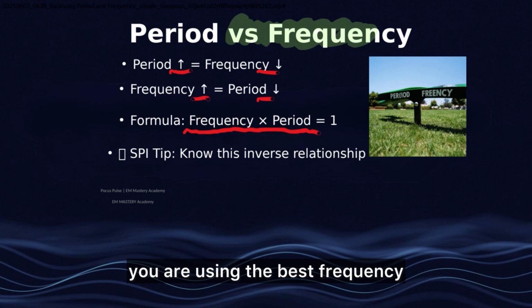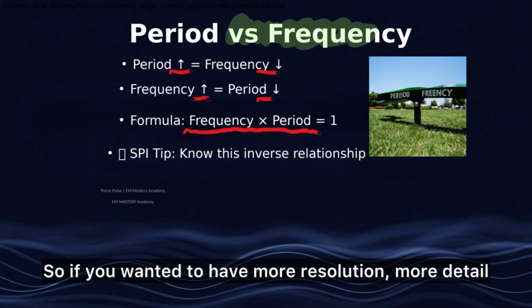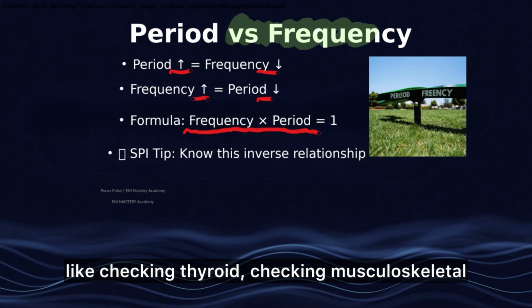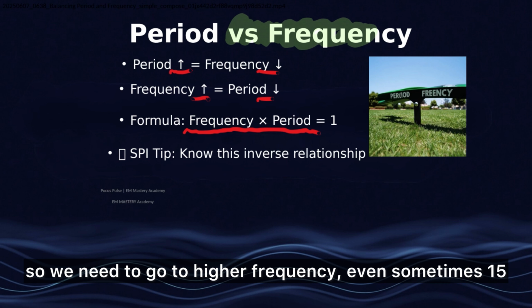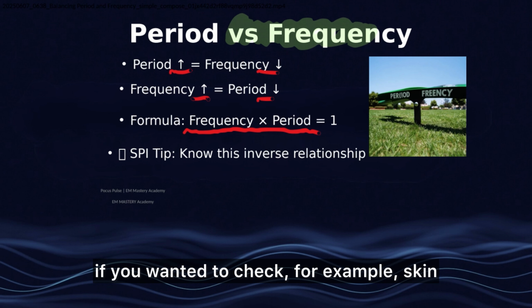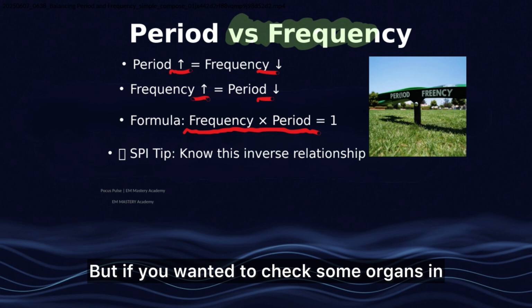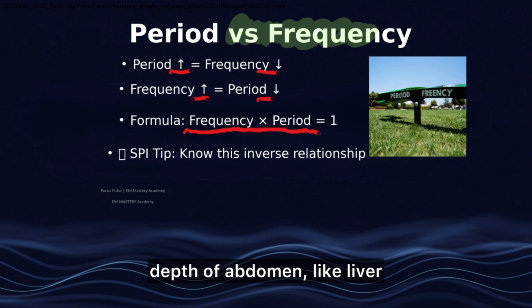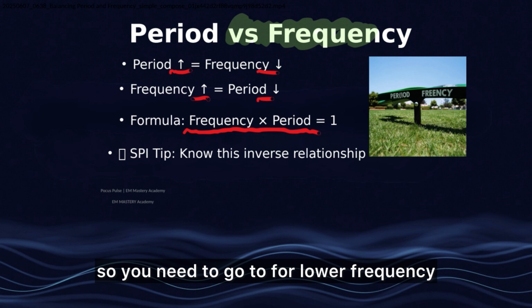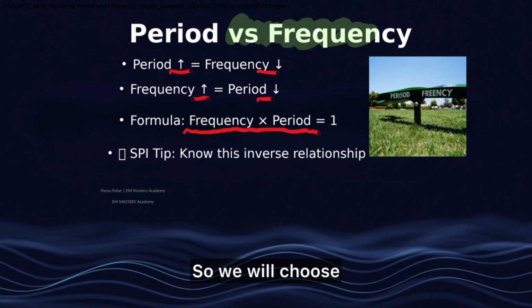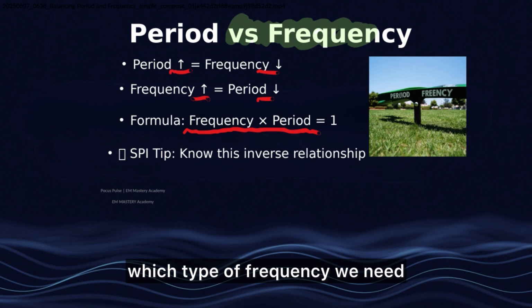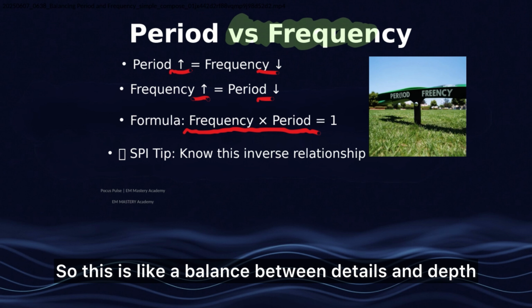You use the best frequency and the best transducer. If you want more resolution, more detail, like when checking the thyroid, musculoskeletal structures, or skin, we need to go to higher frequency, even sometimes 15 megahertz if you want to check the skin, for example. But if you want to check organs deep in the abdomen, like the liver, as we discussed, or the bladder, or any intraperitoneal organ, you need to go to lower frequency because you want to go deeper. So we will choose which type of transducer and which frequency we need, and we use them. So this is a balance between details and depth.